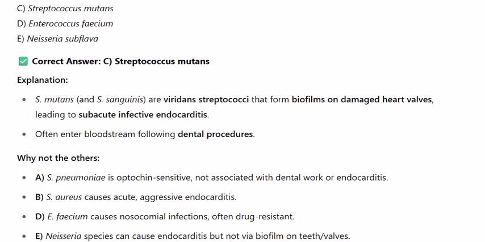Why not the others? A. S. pneumoniae is optochin sensitive, not associated with dental work or endocarditis. B. S. aureus causes acute, aggressive endocarditis. D. E. faecium causes nosocomial infections, often drug-resistant. E. Neisseria species can cause endocarditis, but not via biofilm on damaged valves after dental work.